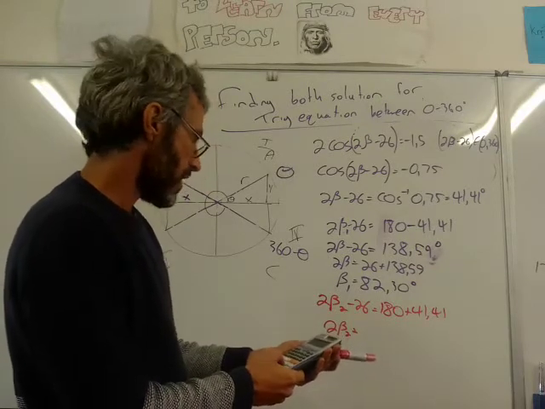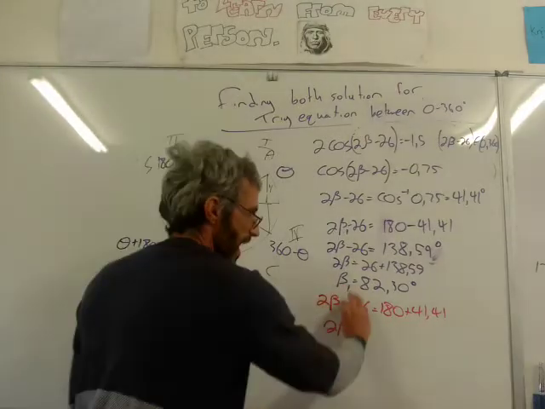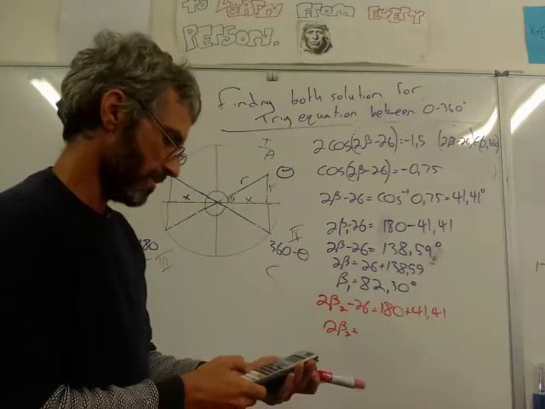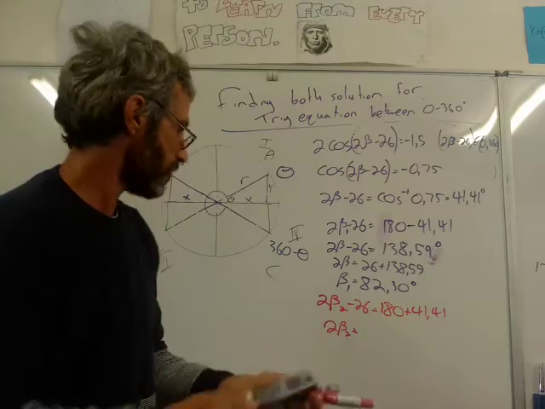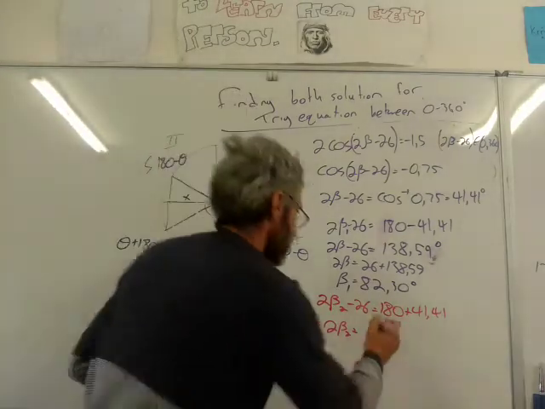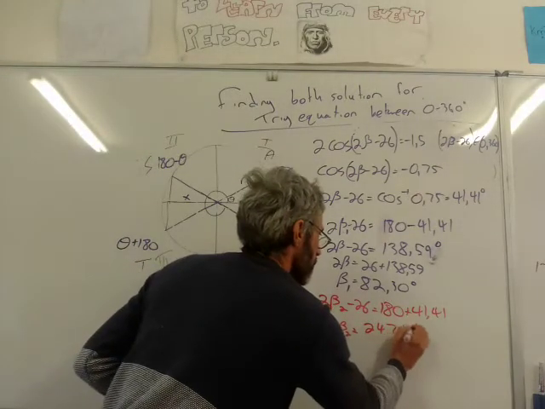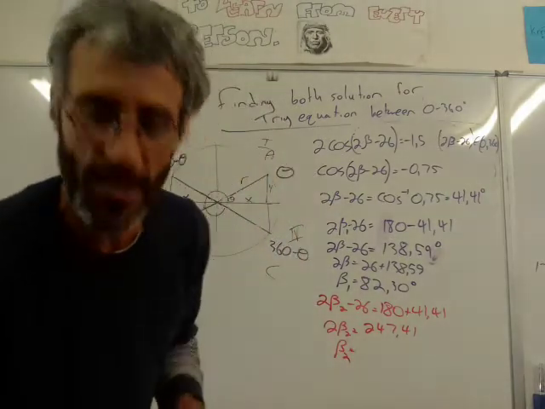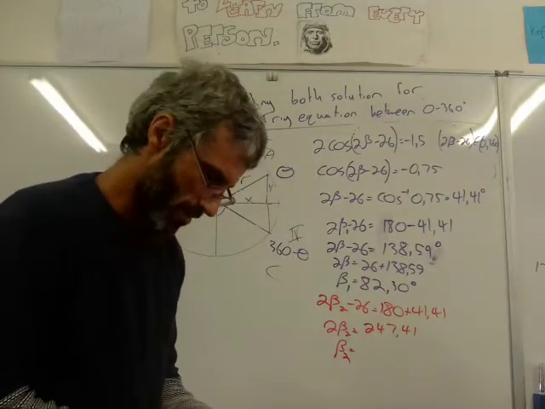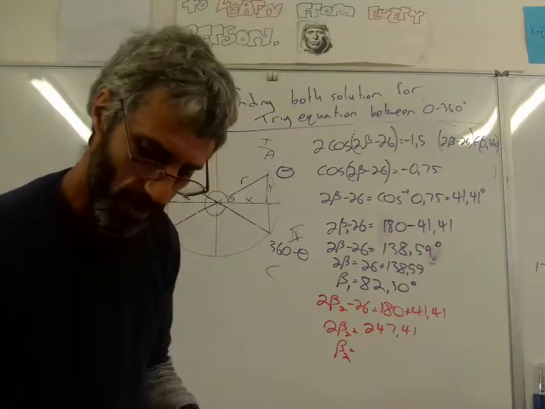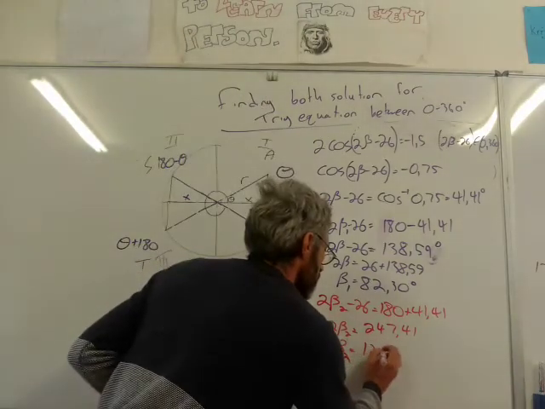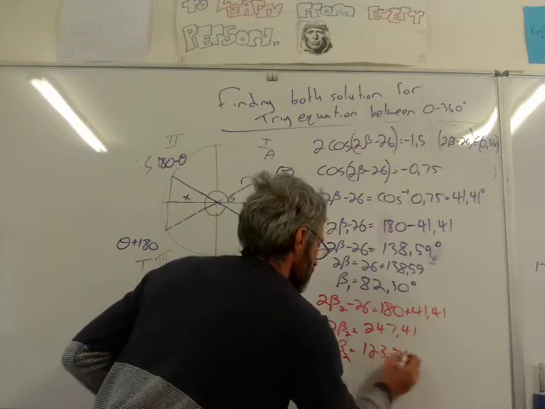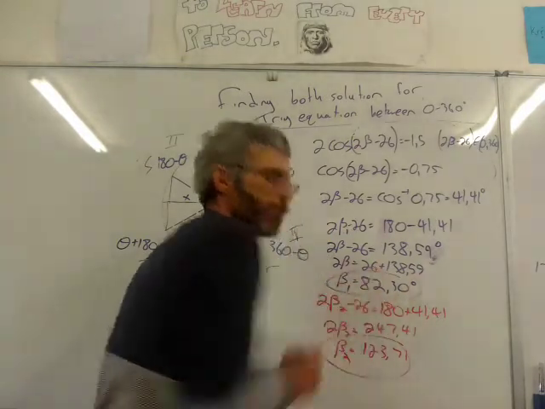And I'm going to add 26. So I'm adding the 26, and I got 247.41. And then divide by 2. Can you still see that? You can. Divided by 2 gives 123.71. And that's one answer, two answers.